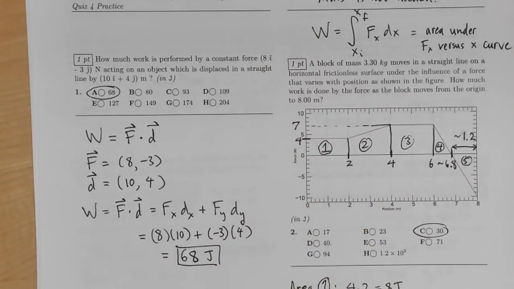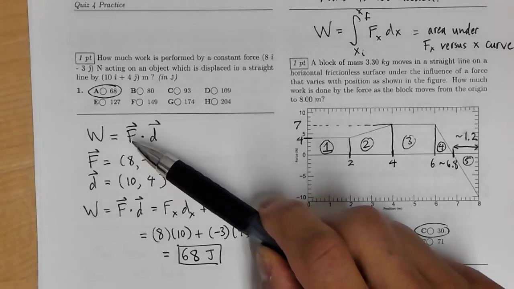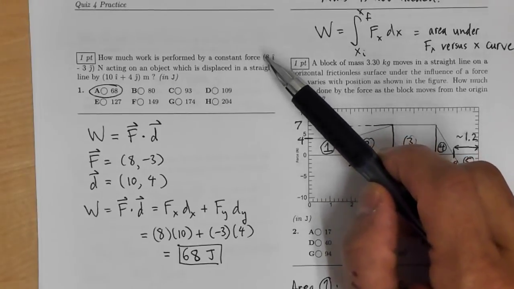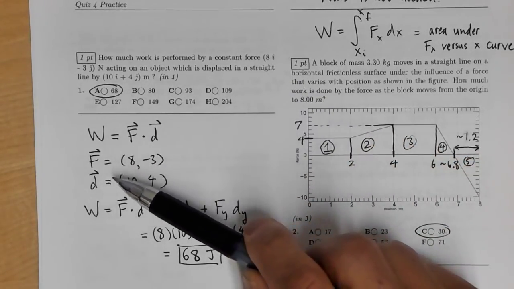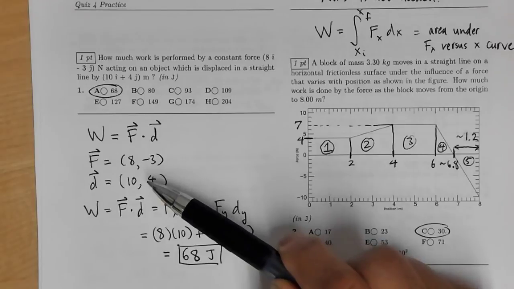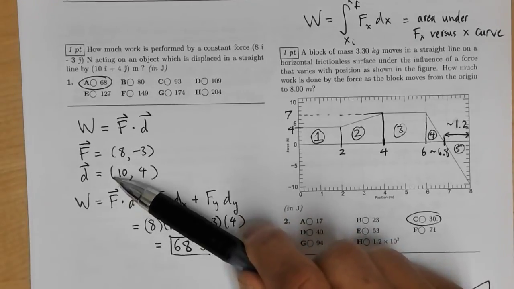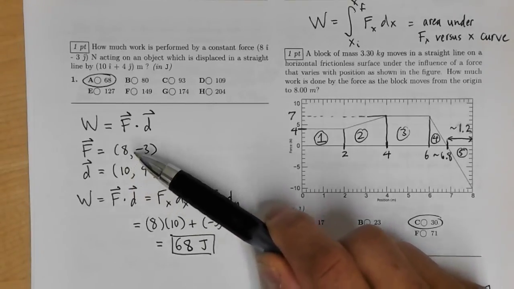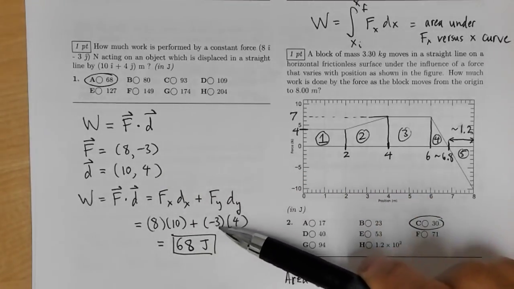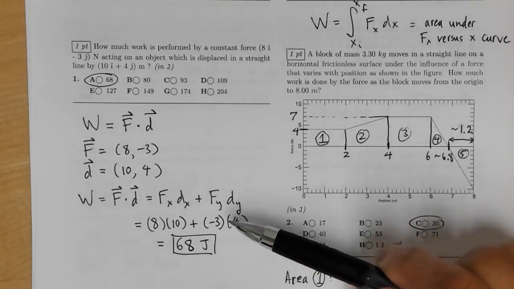Okay, this is a straightforward application of the work done by a constant force. W is F dot d, where d is the displacement. The force has components 8 and minus 3, so I'll write it this way. And the displacement is 10, 4. The dot product, F dot d, what you do is you multiply the x components together. Then you multiply the y components together. And then you add the x product and the y product. So 8 times 10 plus negative 3 times 4. So you get 80 minus 12 is 68 joules.